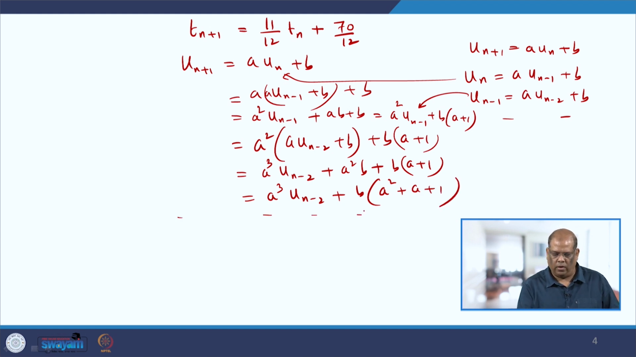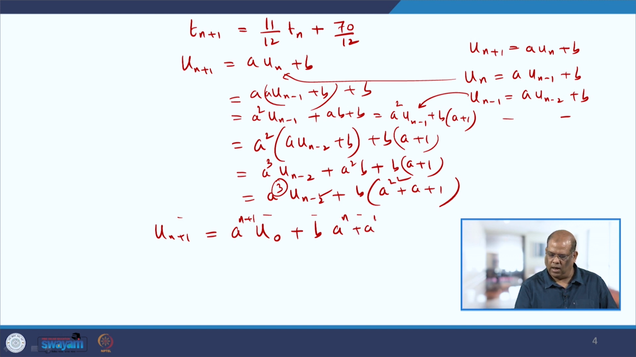If you generalize this, u_{n+1} is equal to, so this is 3, this is 1 less, this is 1 less. So, if I replace this by a to the power n, then this becomes, or rather if I put this so that I want to make this 0, then this will be a to the power n plus 1 u_0 plus b times, this is a to the power 1 less, so a^n plus a^{n-1} plus a plus 1.